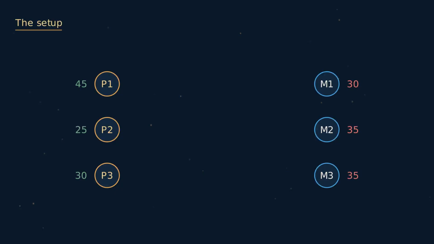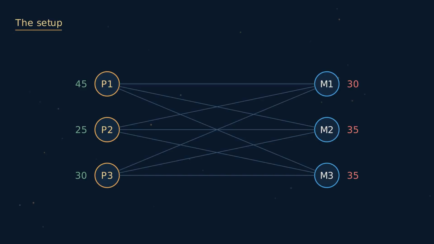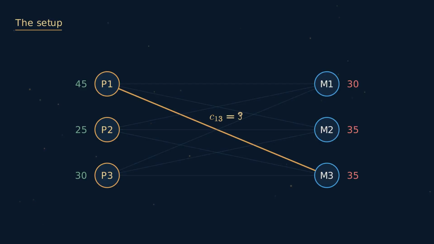Let's pin down exactly what you are given. On the left, sources. Each one holds a fixed amount it must send out, 45, 25, and 30 units. On the right, destinations. Each one needs a fixed amount delivered, 30, 35, 35. Nothing more, nothing less. Every arc carries 2 numbers.